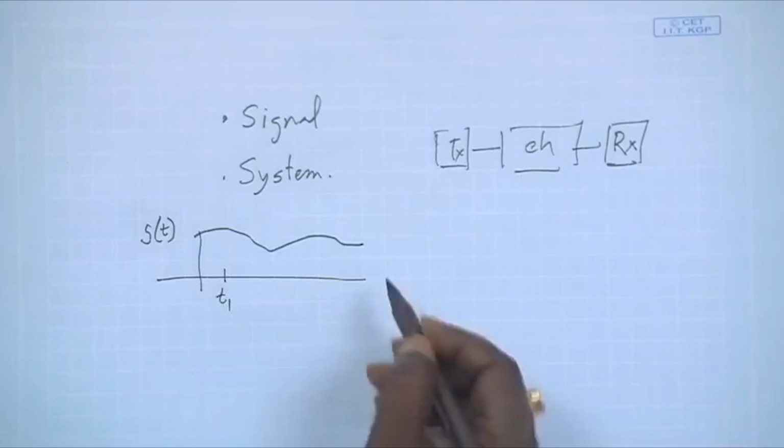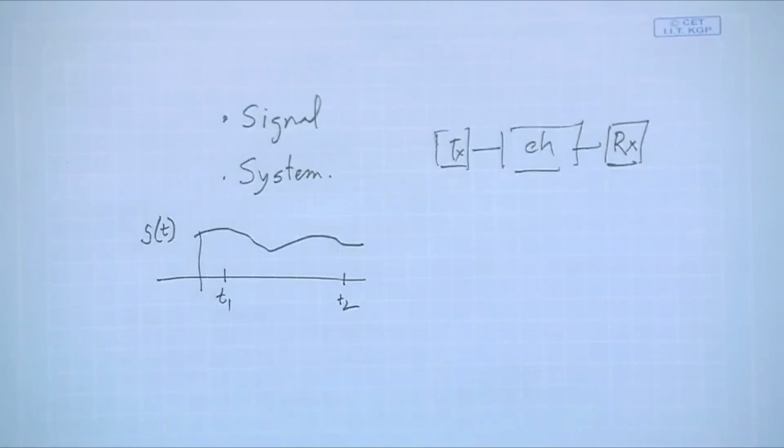If the time is truncated, let us say it starts from t1 and ends at t2, then within the time limit t1 to t2, whatever the signal trace is, whether we are talking about voltage or current, it is the amplitude of that thing. So that is actually a signal description.